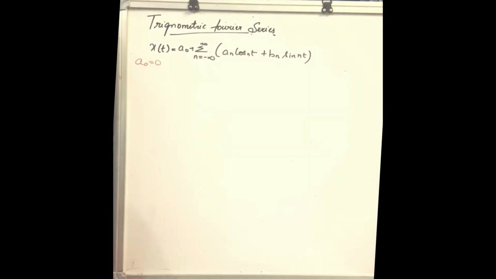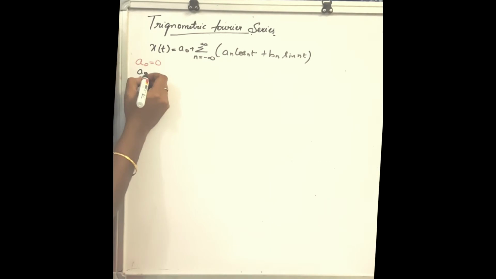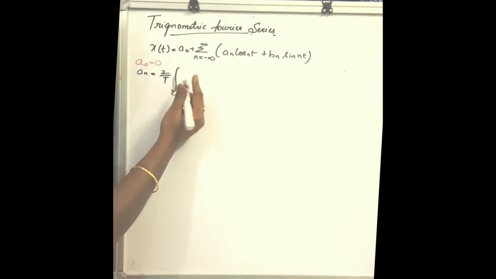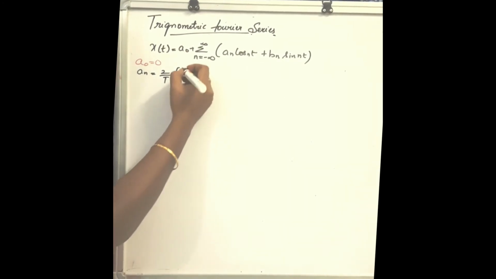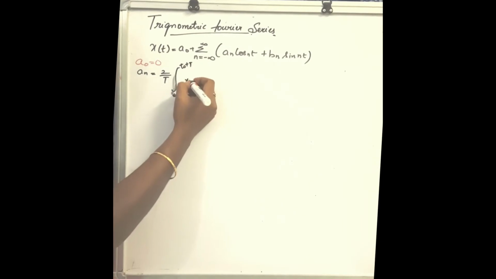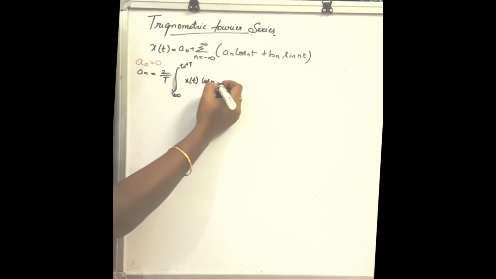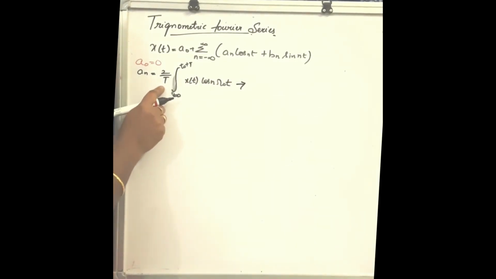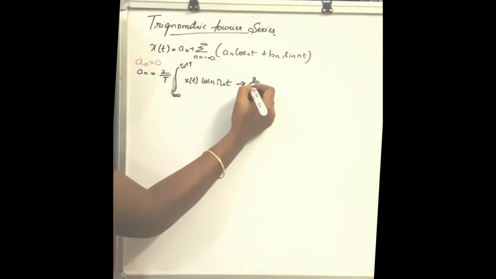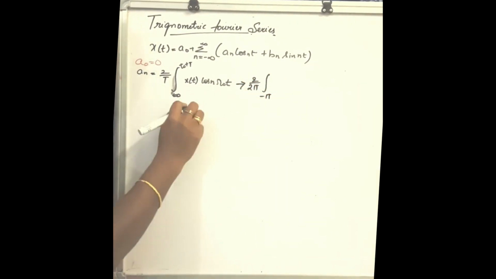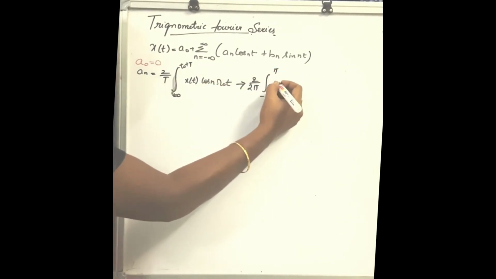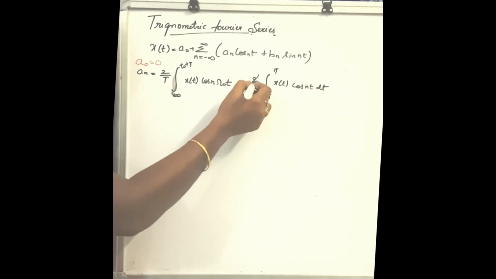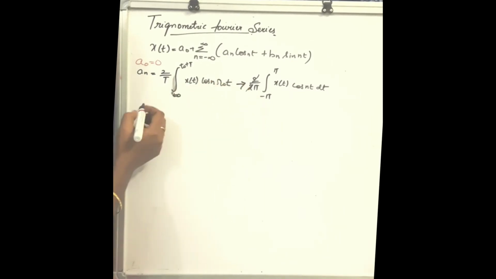Having found a naught, we will find an. So an is equal to 2 by T integral of t naught to t naught plus T, x of t cos n omega naught t. Here we substitute 2 pi for T. We will get 2 by 2 pi, and we are going to apply the limits, minus pi to pi, x of t cos nt dt. 2 gets cancelled. Now splitting the limits.